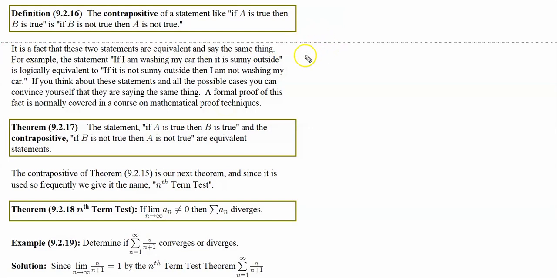We're actually going to do just a little bit of logic in this course. So the contrapositive of an if-then statement, like if A is true, then B is true, is if B is not true, then A is not true. Okay, so for example, think about this statement. I make the statement, if I am washing my car, then it is sunny outside. The contrapositive of that statement is to say, if it is not sunny outside, then I am not washing my car, right?